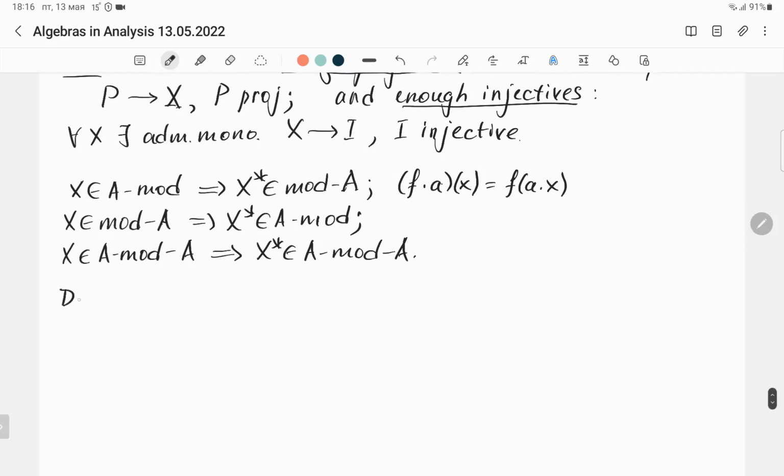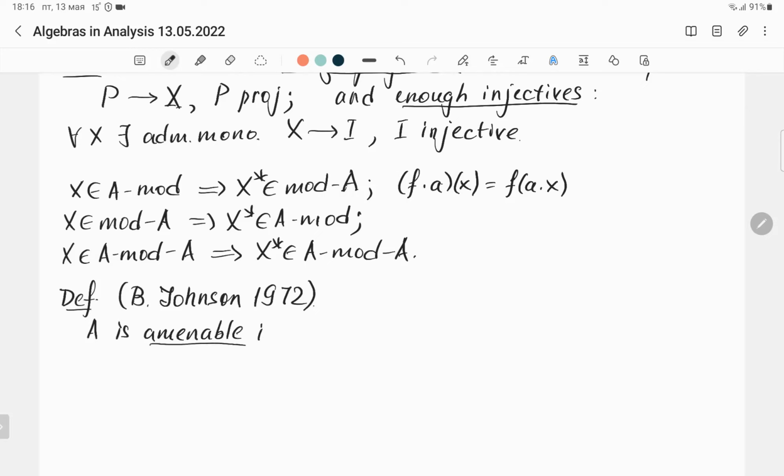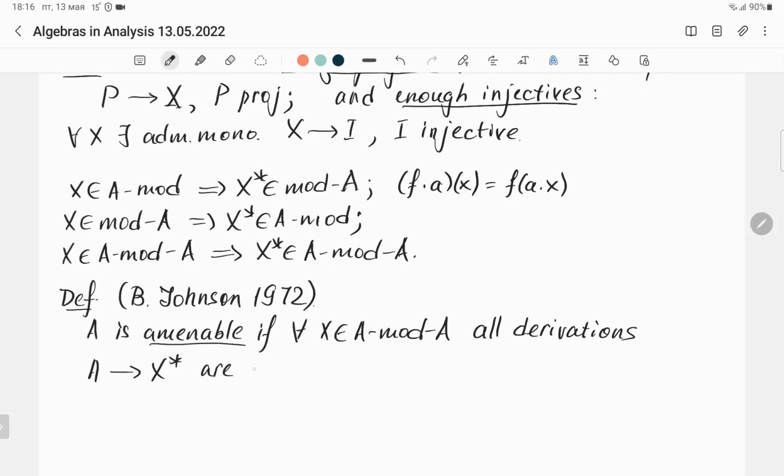And let's now recall the following definition due to Barry Johnson. So by definition, the Banach algebra A is amenable if for each Banach A bimodule X, all continuous derivations from A to the dual bimodule X star are inner. Well, I write all derivations assuming that we consider only continuous derivations.